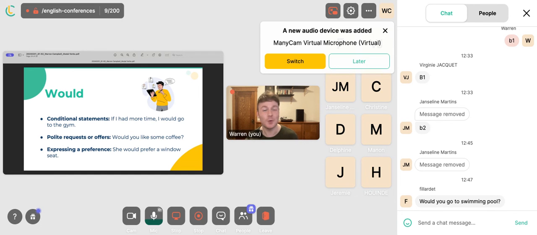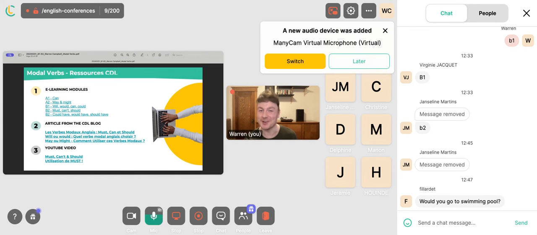This one here, would. Would, typically used in conditional statements. For example, the second conditional: if I had more time, I would go to the gym. Polite requests and offers. Would you like some coffee? And the last one there, expressing a preference. For example, she would prefer a window seat on the airplane, or in the train, perhaps, or even the bus, I guess, any form of public transport, right?